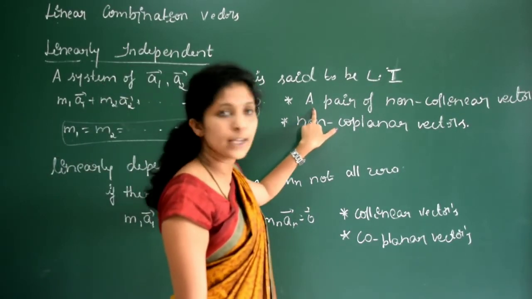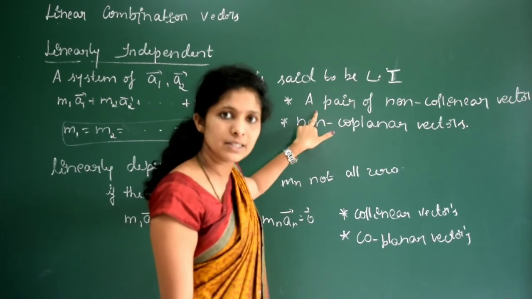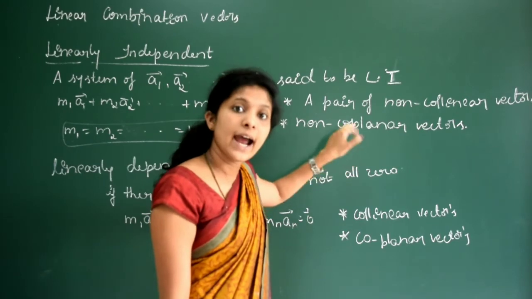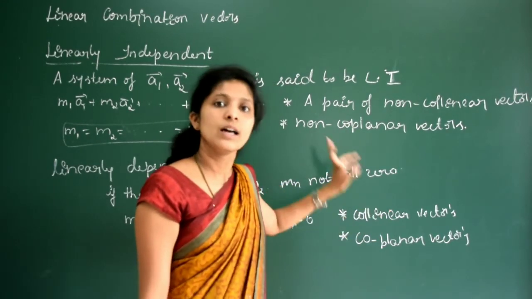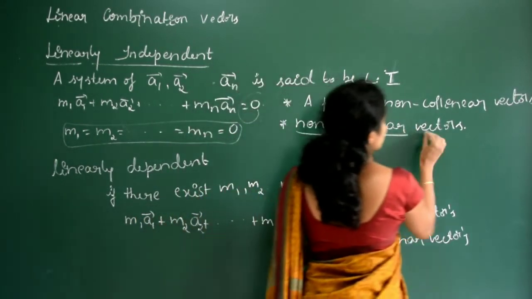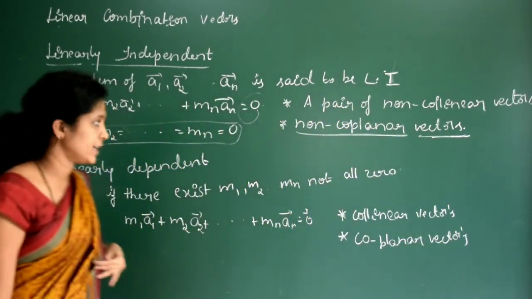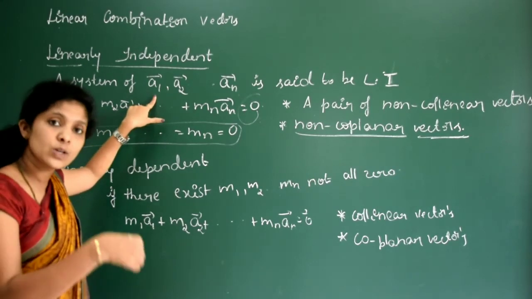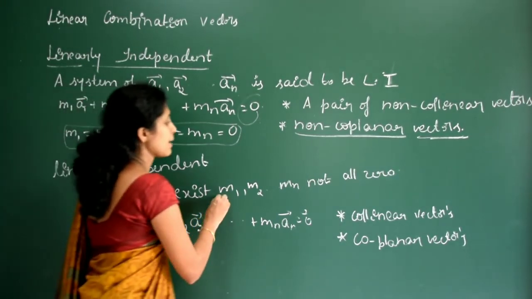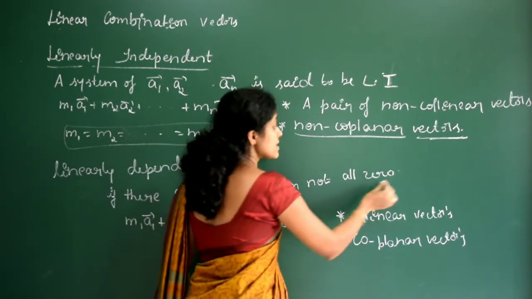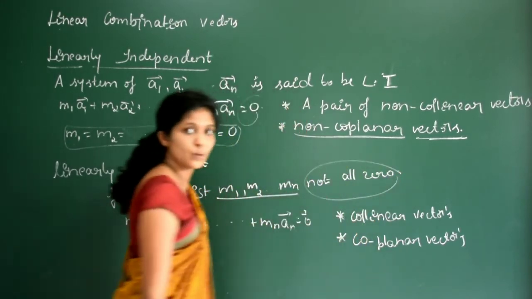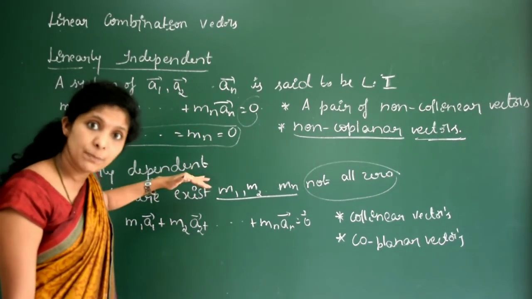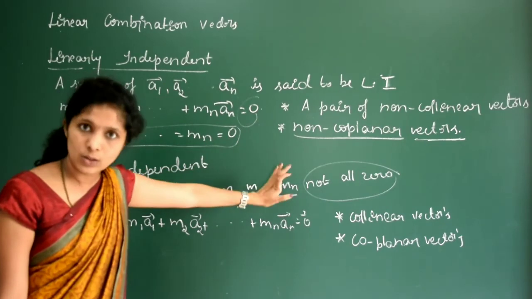An example is a pair of non-collinear vectors. Remember this, a pair of non-collinear vectors is always linearly independent and non-coplanar vectors are also linearly independent. Linearly dependent means, similar to this, there exist constants M1, M2 till Mn such that all are not equal to 0. Here in the case of independent all are equal to 0. In the case of dependent M1, M2, till Mn are not all equal to 0.